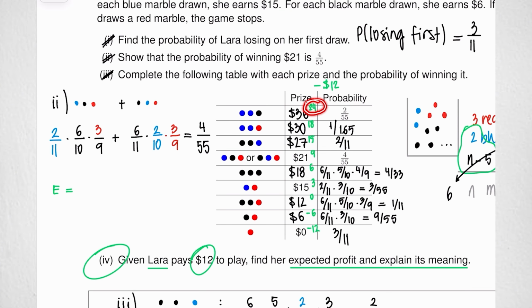Which means that the expected profit, which is a product between the profits and their probabilities, is equal to 24 times 2 over 55, plus 18 times 1 over 165, plus all the way down to negative 6 times 9 over 55, plus negative 12 times 3 over 11. And the expected profit is positive $1, which means that on average, each person playing is expected to win $1.